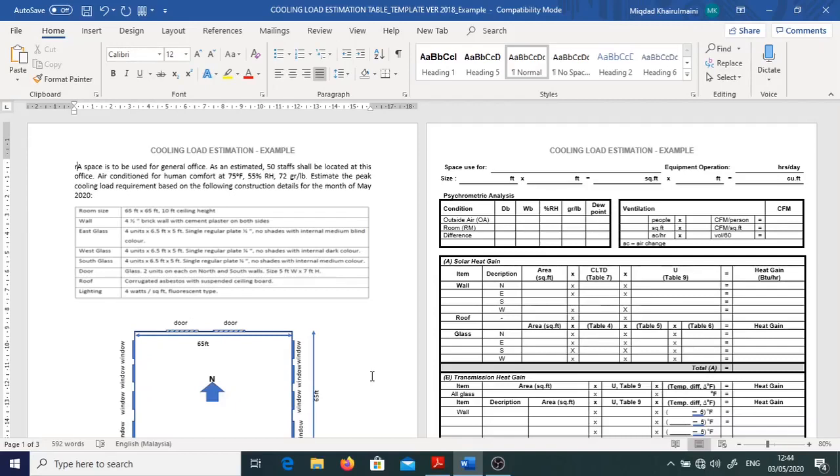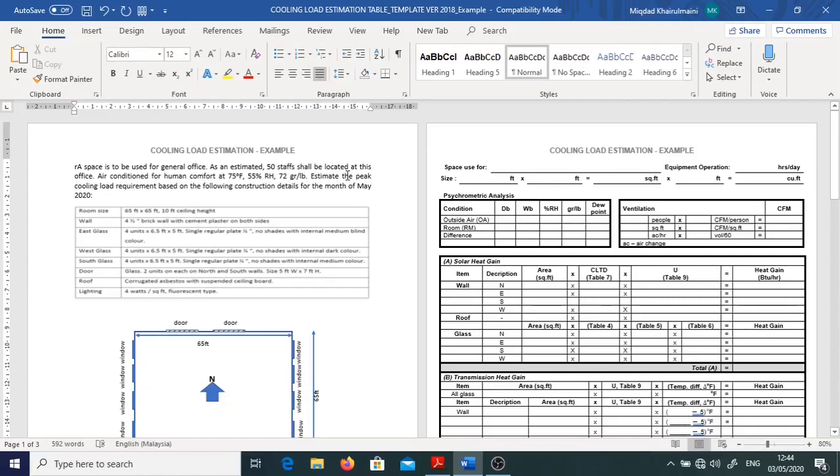So we have here a space which is used for general office. Okay, we will use the space for general office. So there will be an estimated 50 staff. Okay, and this room condition. So the room condition is 75 degrees Fahrenheit, 55% relative humidity, and also 72 grains per pound specific humidity.